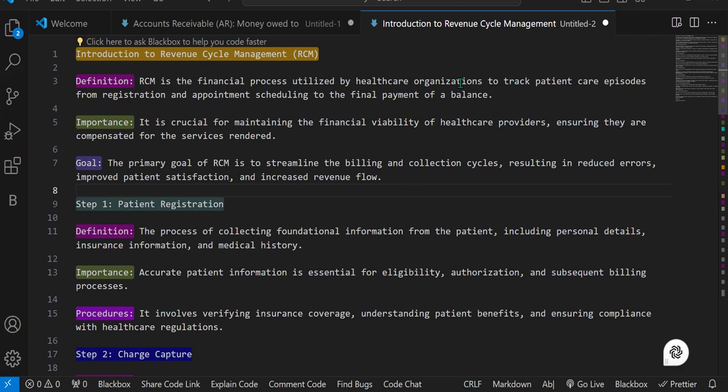Goal. The primary goal of RCM is to streamline the billing and collection cycles, resulting in reduced errors, improved patient satisfaction, and increased revenue flow. So what is the goal of medical billing? We have to increase the revenue flow and improve patient satisfaction. For example, in India, we go to the hospital with money, and whatever the doctor asks, we pay to the hospital and we get the treatment.